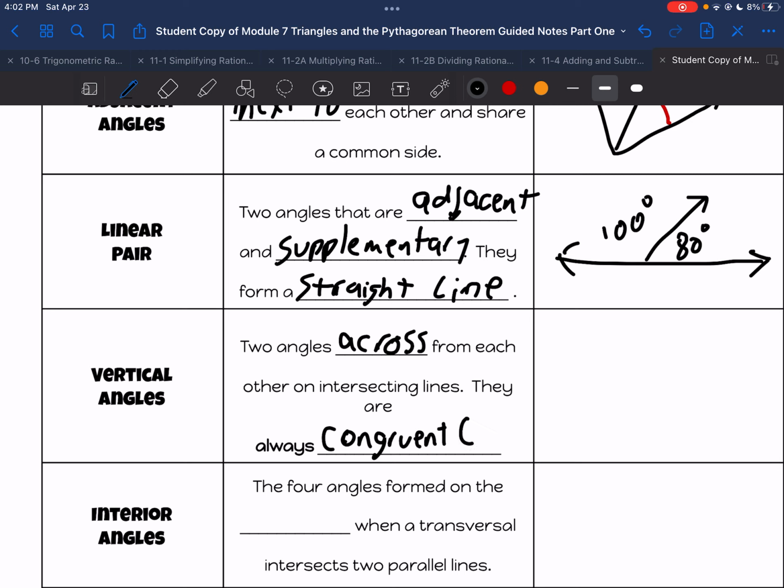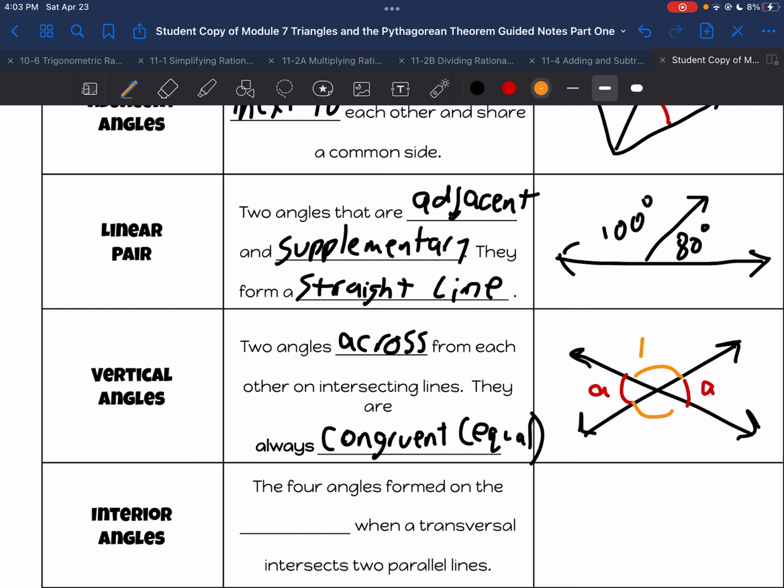And congruent also means equal. Okay, so this would be if we've got 2 intersecting lines, draw my arrows to show that they are angles. This angle right here and this angle right here are the same. They are exactly the same. They're across from each other and they're the same measurement. So that means this angle and this angle are both the same. They're both equal to each other. So vertical angles go across your intersection point.